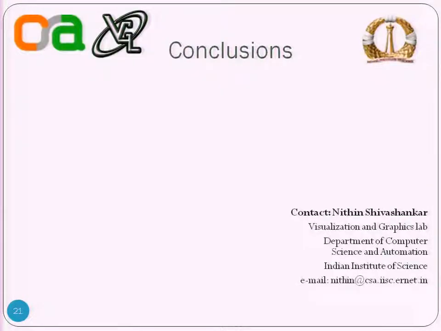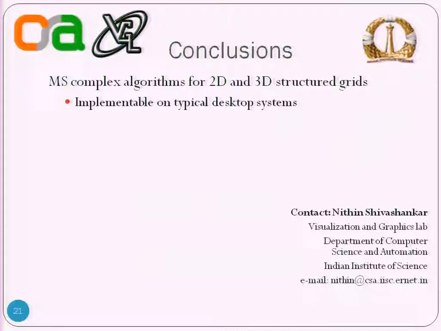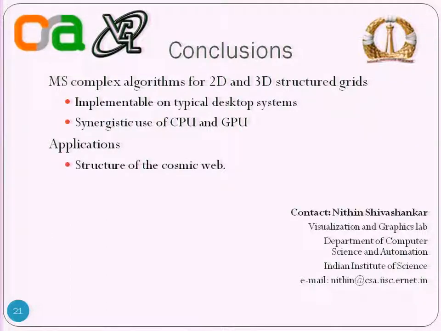Right. So that brings me to the conclusion of my presentation. The key contributions of this thesis were Morse-Smale complex algorithms for 2 dimensions and 3 dimensions that are implementable on typical desktop systems, and which make synergistic use of both the CPU and the GPU. And the second part of the thesis is in terms of applications, where we're looking to apply these algorithms to study the structure of the cosmic web simulations as well as protein surfaces.